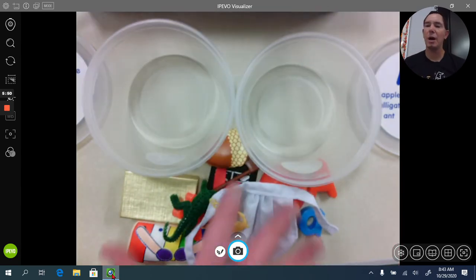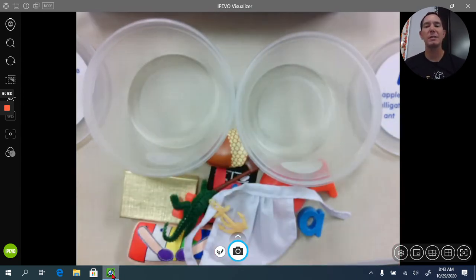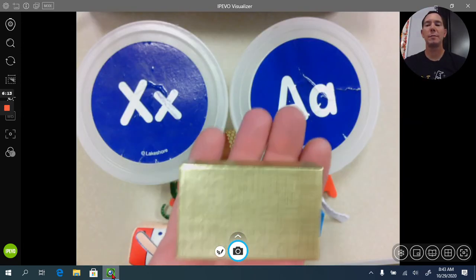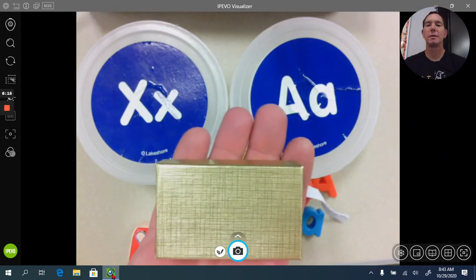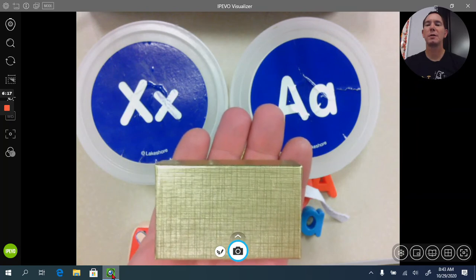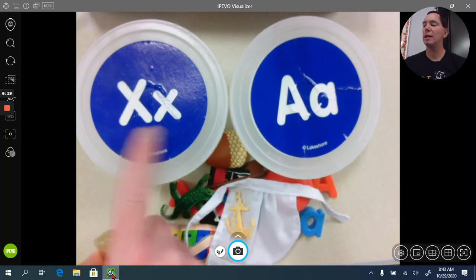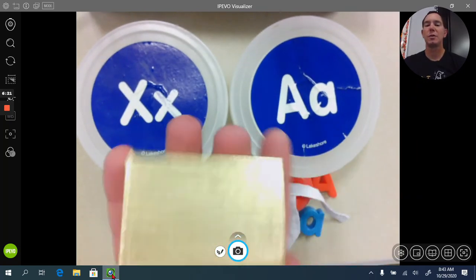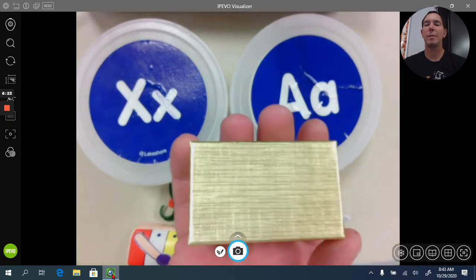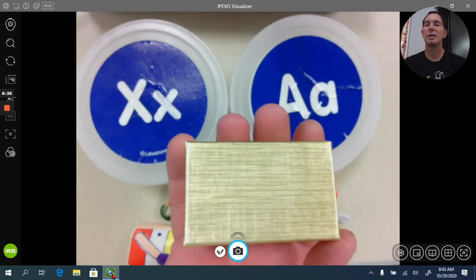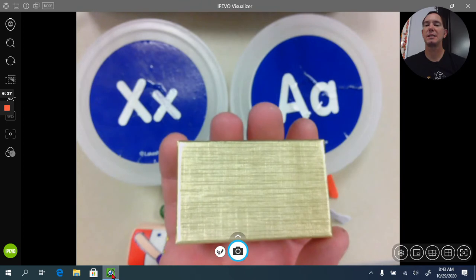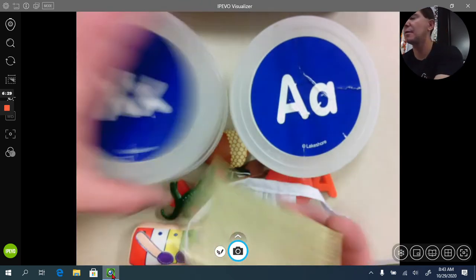It's time to put our objects and letters back in the tub, but they're all mixed up. Can you help me put them in the correct tub? Thank you. Which tub does the box go in? Box. We don't have a letter B tub, so let's listen for the ending sound, box. Which letter makes the x sound? X.